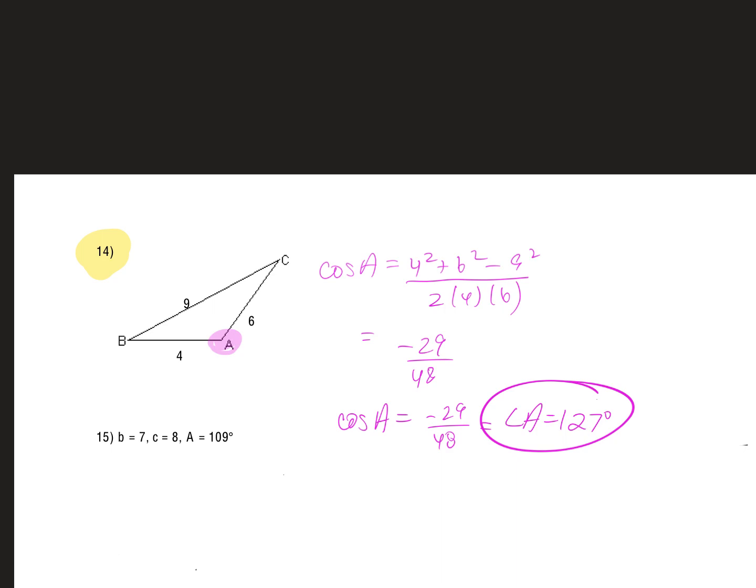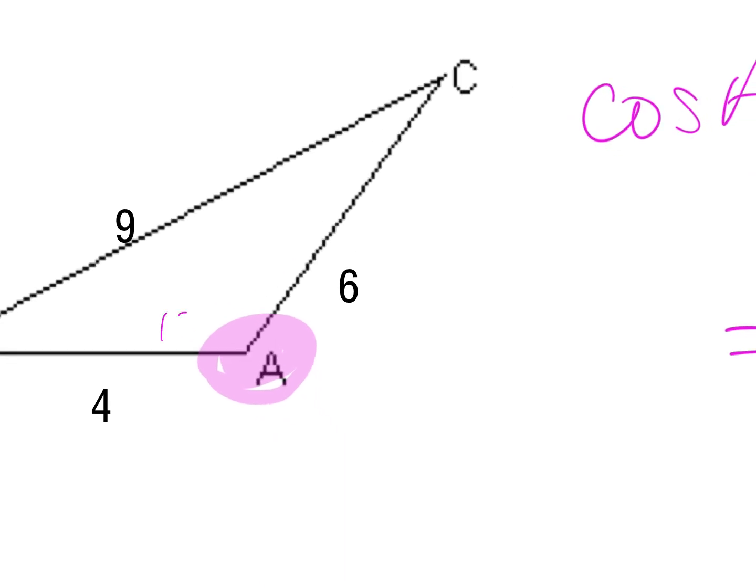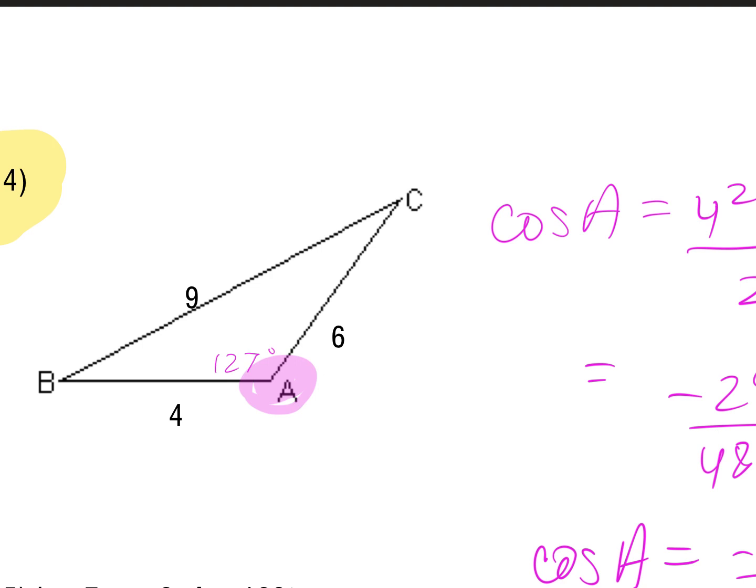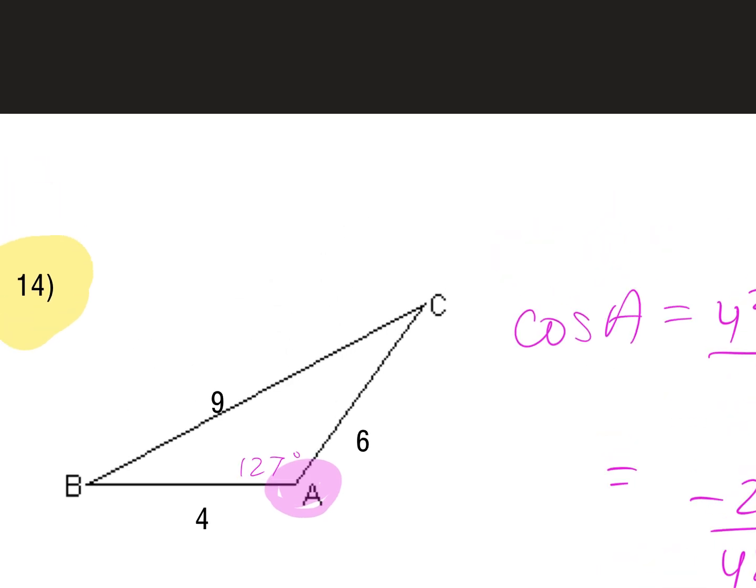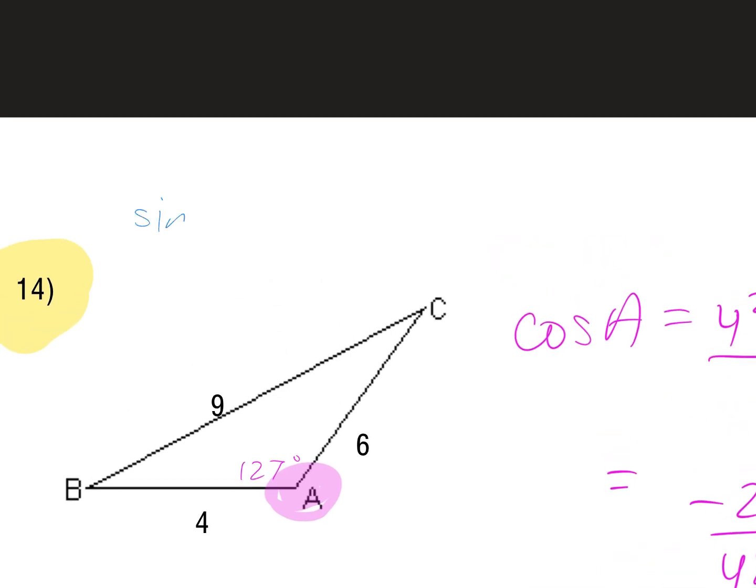I've got to find the other angle. So if I know that this is 127, what is now the law that I can use? Law of sines. I have a side and its corresponding angle. So sine 127 over 9. Now, what's the medium size angle? We started off with large, so let's go to medium.